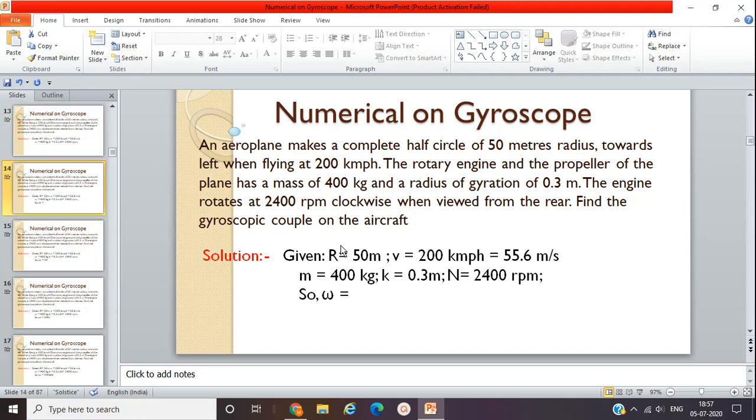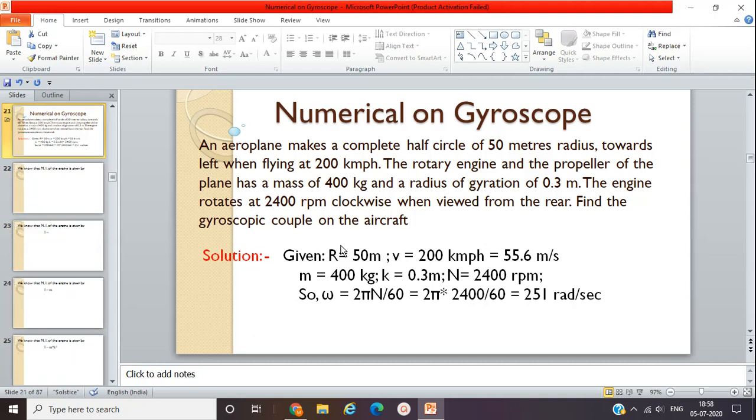As the rpm is given to us, we are able to find out the angular velocity, that is omega equal to 2 pi n by 60. So putting the values of 2 pi and n equal to 2400 and then dividing by 60, we will have the angular velocity, and that value is equal to 251 radian per second.